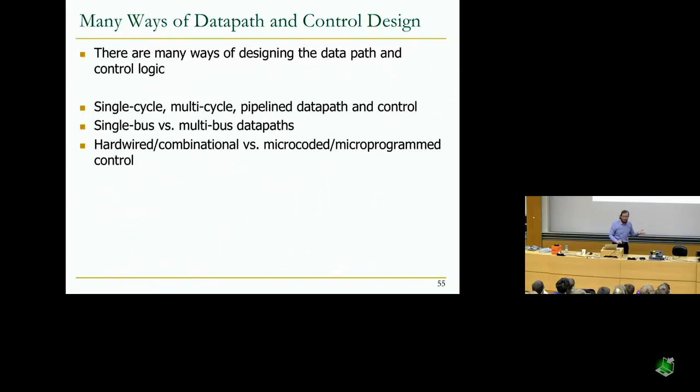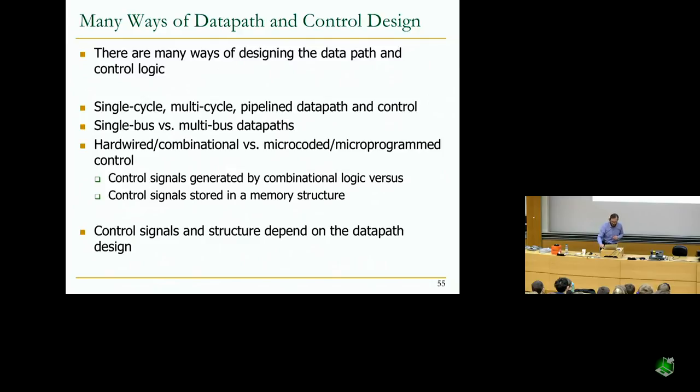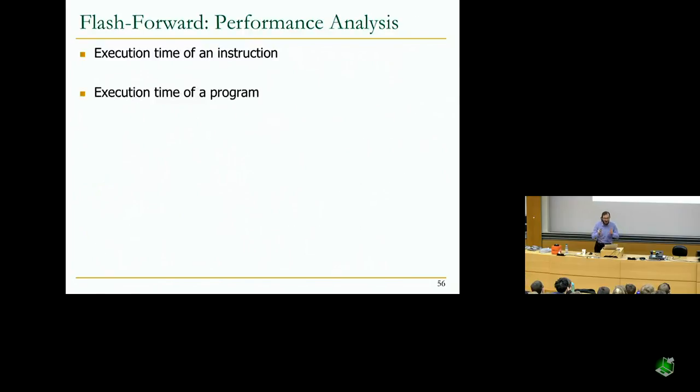Hardwired control versus micro-coded, micro-program control. This will be more interesting when we get to it. And the key difference is, do the control signals get generated by combinational logic, or do they get generated by sequential logic? Do you store them in a control structure and fetch them, or do you generate them in hardwired combinational logic? And control signals and structure depend on the data path design, and we will see that actually.